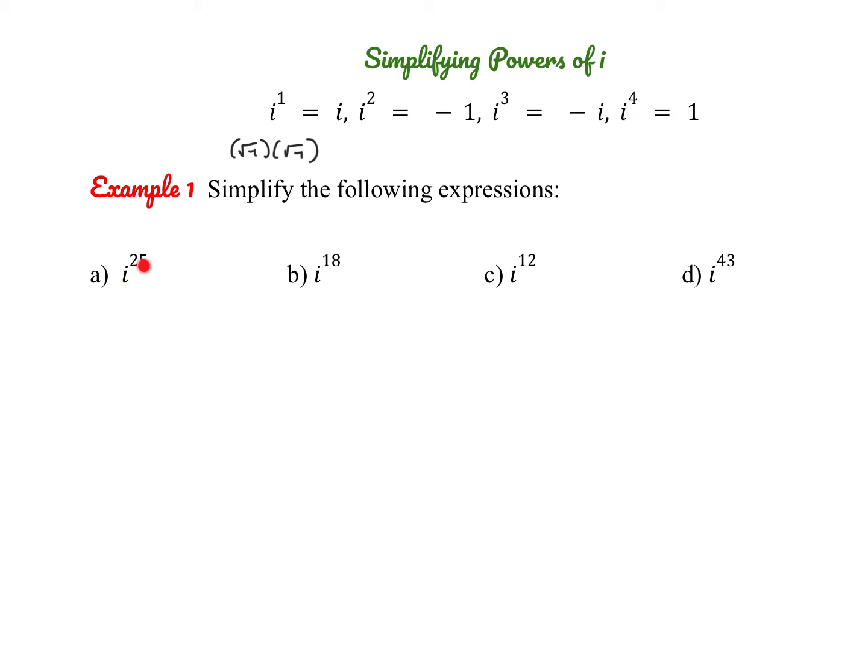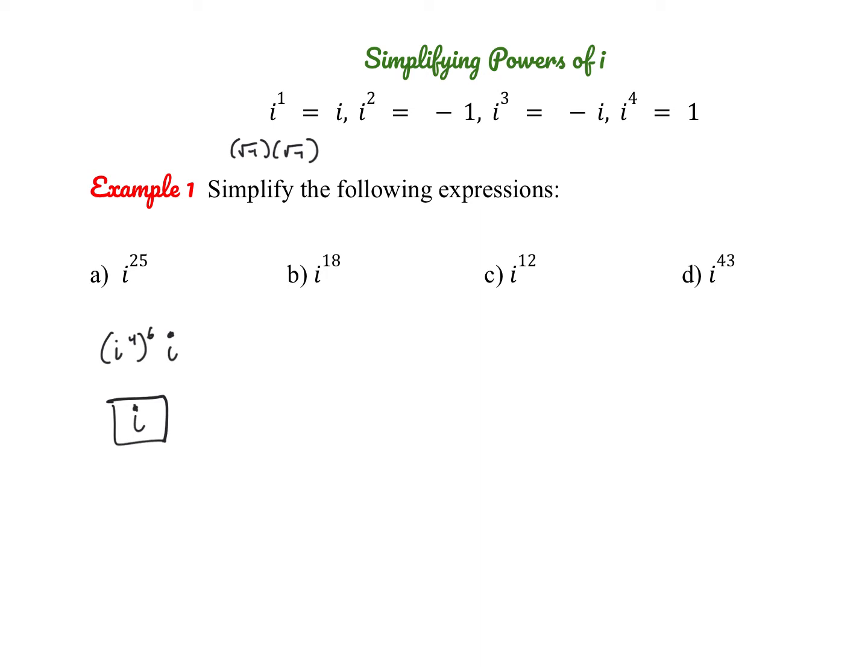So if you look at i to the 25th, we could rewrite this as i to the 4th to the 6th, which is i to the 24th, and then we just have another power of i. We know i to the 4th is equal to 1, so this whole thing simplifies to 1, and we're just left with i, which we will always just leave as i.